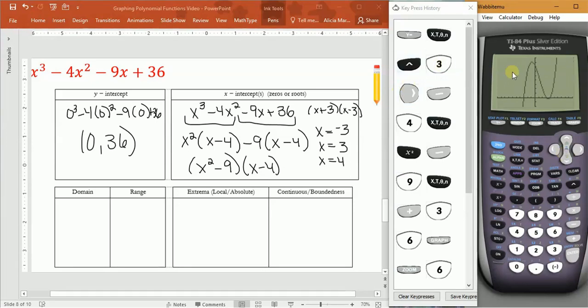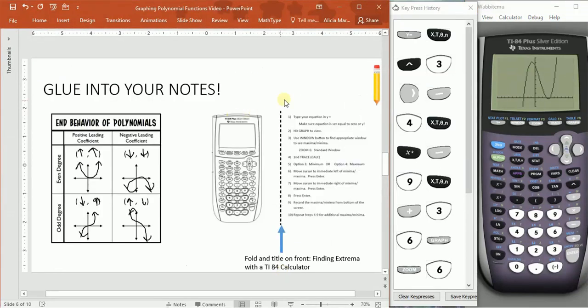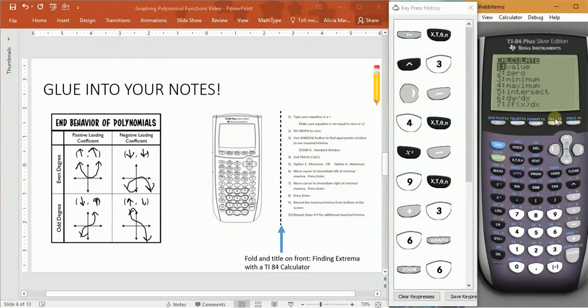There we go. So notice, guys, now you're able to see the humps on both sides, so that's good. What we're basically now going to do is find our extrema, in this case my local extrema. So here's where we're going to go back to your little calculator sheet. We're going to go to second trace. Second trace, it's technically the calculate button.